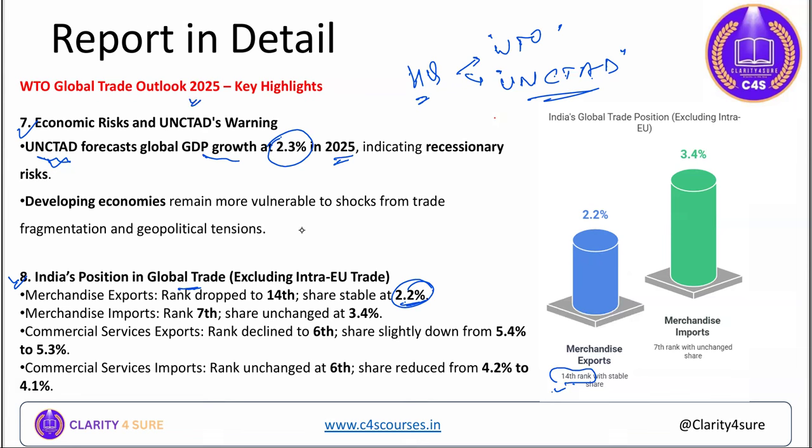And in terms of merchandise imports, our rank is 7th, having a share of around 3.4%. Commercial services exports, rank declined to 6th, share slightly down from 5.4 to 5.3%. So in terms of commercial services exports, our rank actually declined to 6th. And in terms of commercial services imports, our rank remained unchanged at 6th, although we have seen a slight decline in the share from 4.2 to 4.1%.